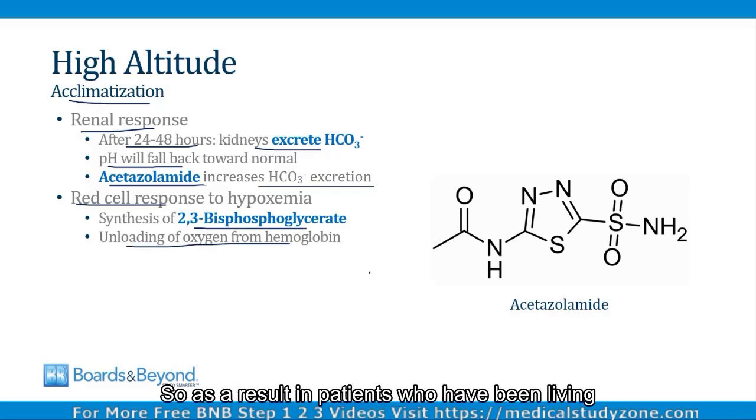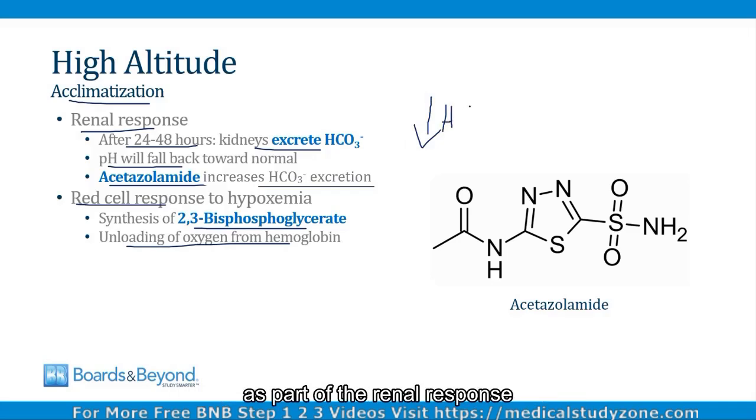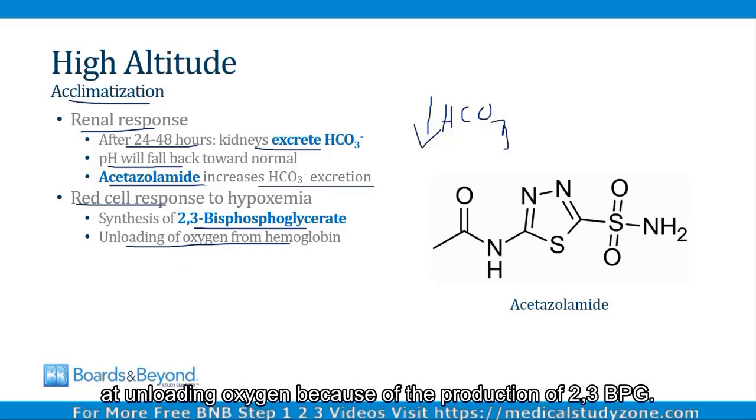So as a result, in patients who have been living at high altitude for at least a couple of days, they will have a low serum bicarbonate level as part of the renal response, and their red cells will be more efficient at unloading oxygen because of the production of 2,3-BPG.